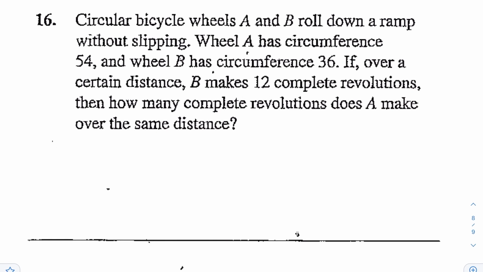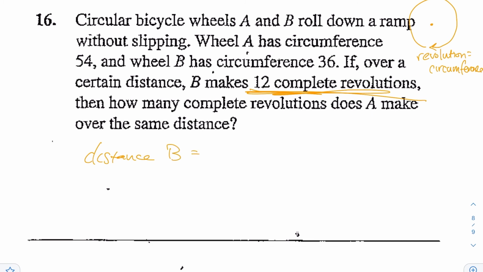All right, next for number 16, circular bicycle wheels A and B roll down a ramp without slipping. Wheel A has a circumference of 54, and wheel B has a circumference of 36. If over a certain distance, B makes 12 complete revolutions, how many complete revolutions does A make over the same distance? So a revolution goes around the circle once. So it's really a circumference. So if wheel B makes 12 complete revolutions, the distance that B goes is going to be its circumference, 36, times 12.